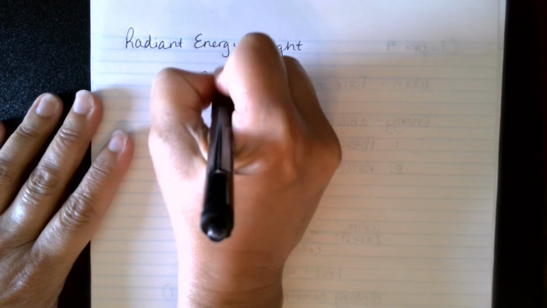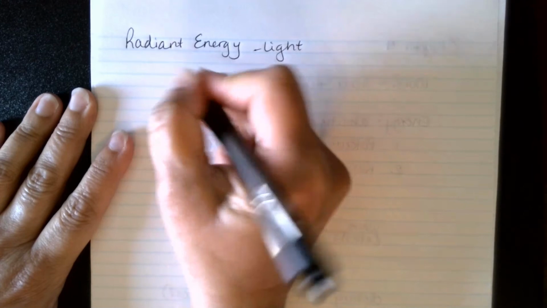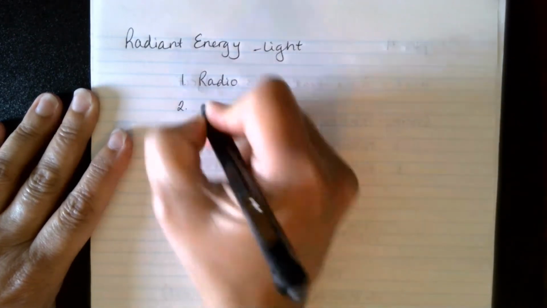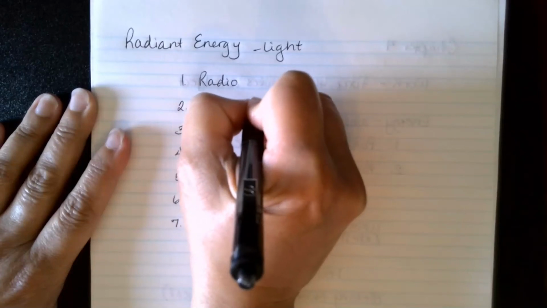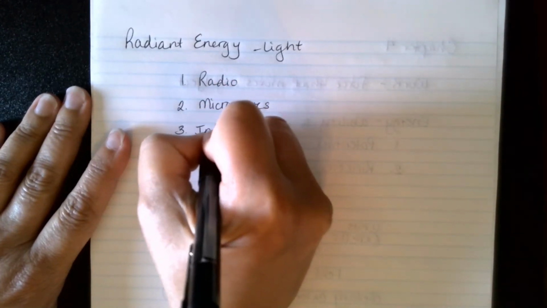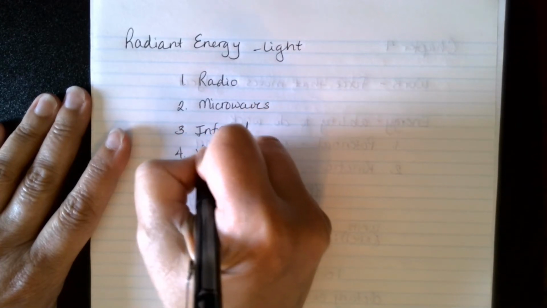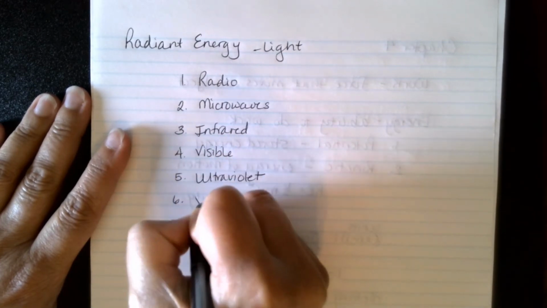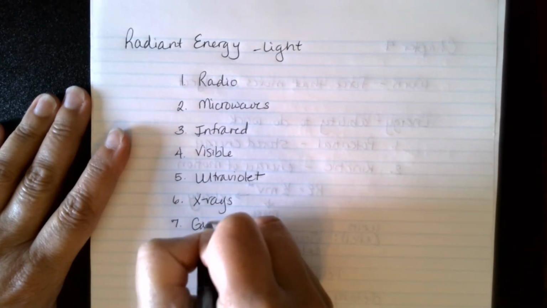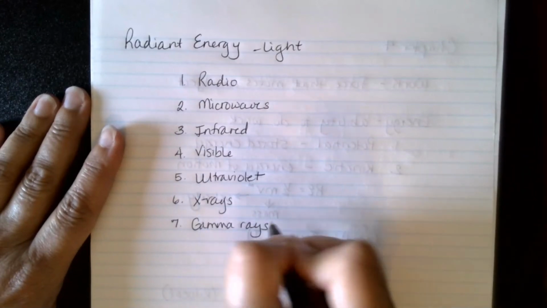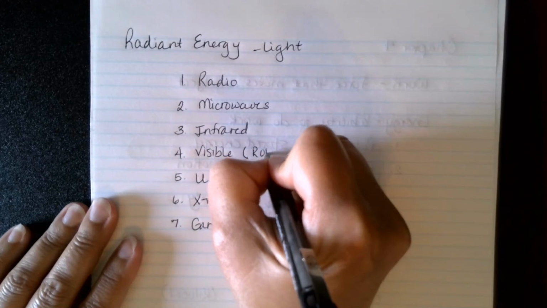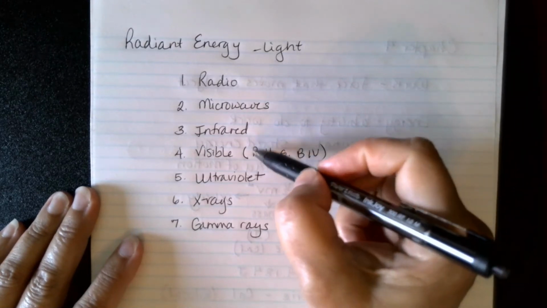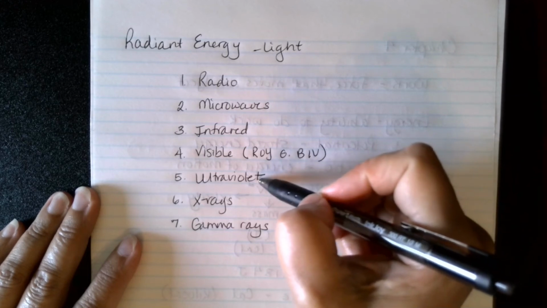We have radio waves, microwaves, infrared, visible, ultraviolet, X-rays, and gamma rays. And your visible, this is your Roy G. Biv. So your red, orange, yellow, green, blue, indigo, violet. And before red is infrared, and after violet comes ultraviolet.